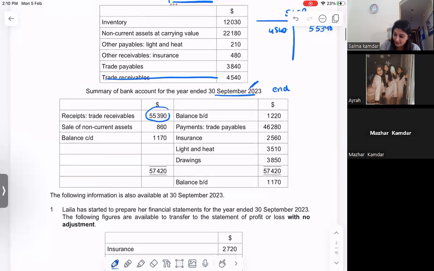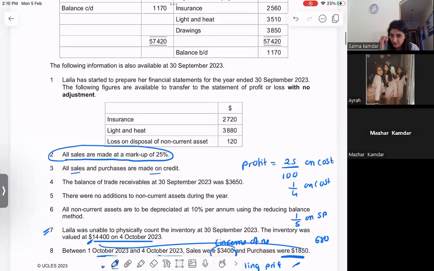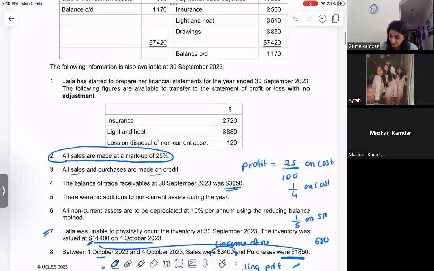So that means I have to find my credit sales. This I have to find. This is the balance brought down. I have been given the balance carried down, how much? 3,650.